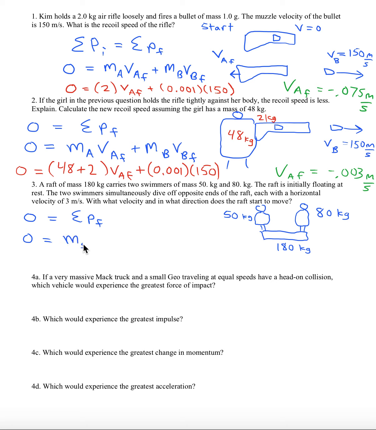So there's the mass of the 50 kilogram person times their velocity. There's a mass of an 80 kilogram person times their final velocity. And then there's the mass of the raft and its final velocity. Now we can plug in everything except for the final velocity of the raft, and that's what's going to allow us to solve this problem.